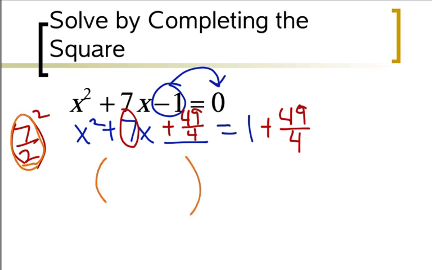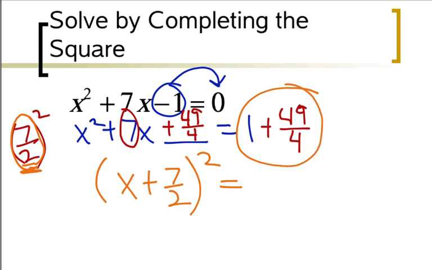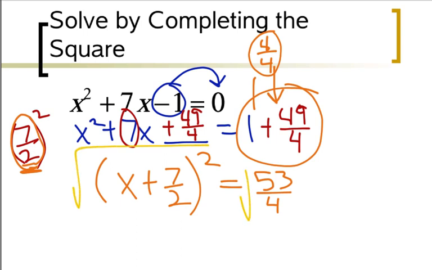So our next step is to factor. I just need one parentheses squared, because it's going to be the same thing in both parentheses, x plus whatever this number was in the middle, which is 7 halves, equals, this is a little bit of a hard part, I need to add 1 and 49 over 4, but thankfully 1 is just 4 over 4. So 4 fourths plus 49 fourths should give you 53 fourths. And then to finish, I just have to square root both sides.